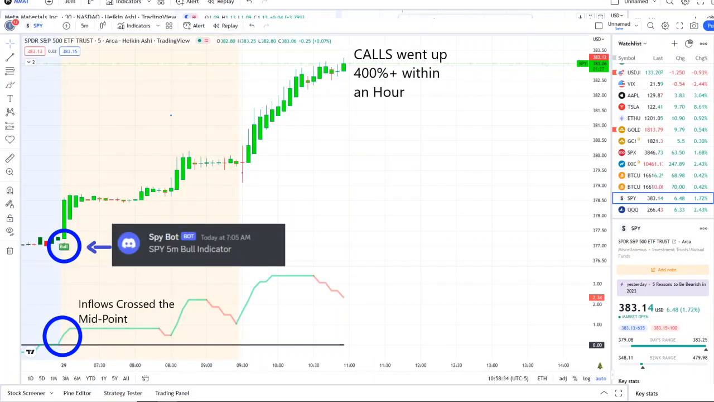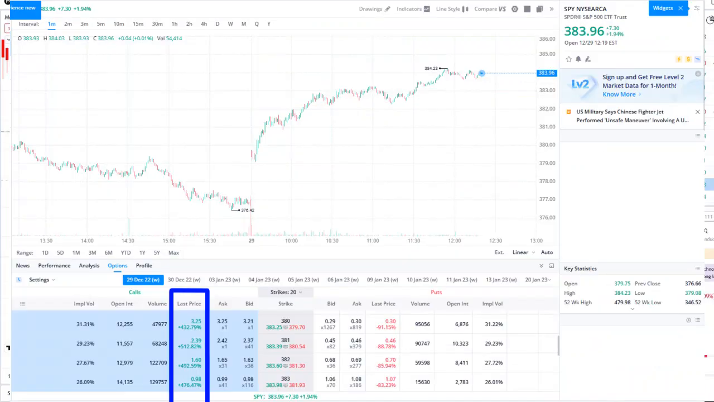And our SPY bot since 7:05 a.m. sent out a bull indicator, and from that moment forward, inflows were above the midpoint, stayed above the midpoint towards the bell, full strength there on 42 Vision, and call options went up 400% plus within an hour. And as you guys see there popping up on the screen, within the options chain, some of them went even higher than that.